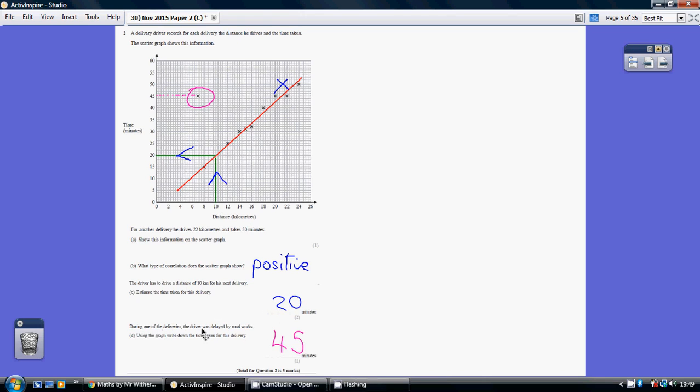Now, during one of the deliveries, the driver was delayed by roadworks. Use the graph, write down the time taken for this delivery. Well, you can see this point here is just massively different to everything else. This must be the strange one. So how long did that take? 45 minutes.